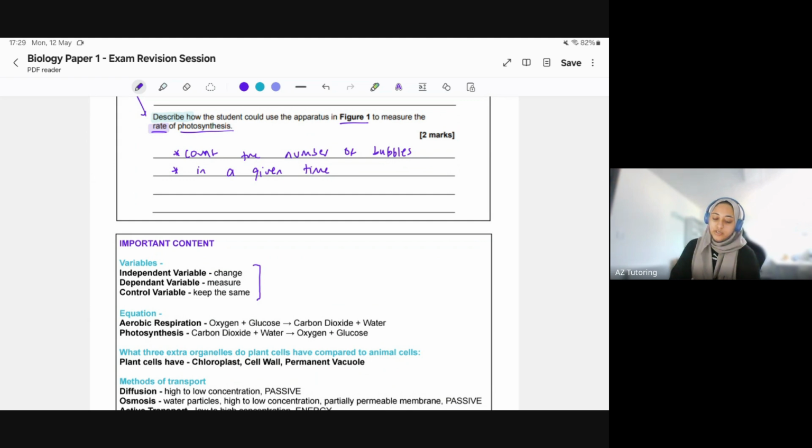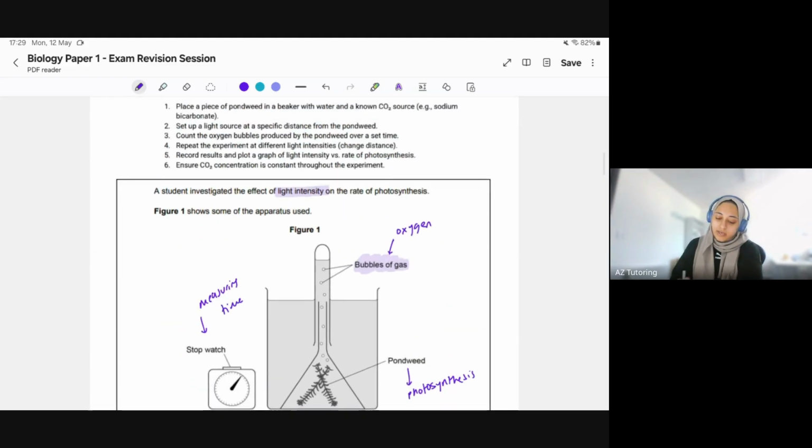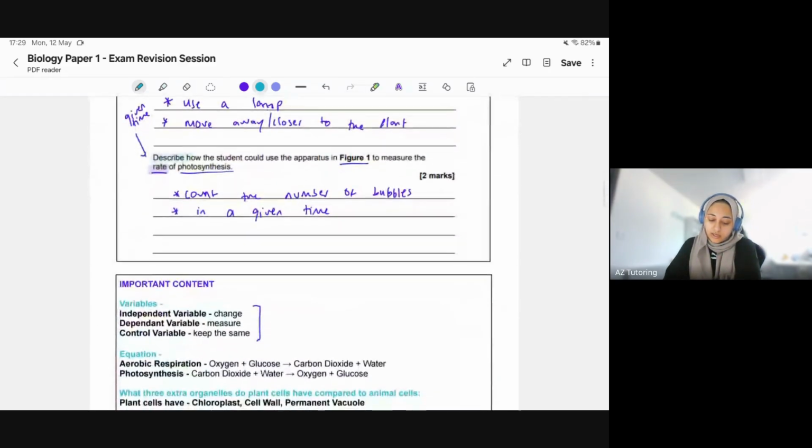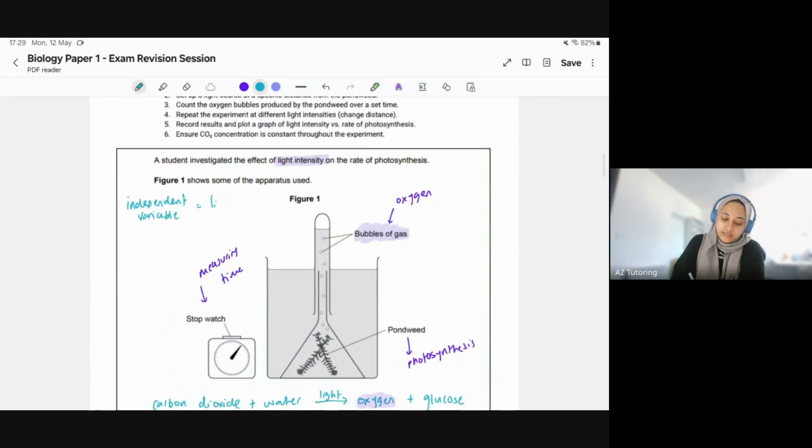Dependent variable is what you're measuring, and independent variable is what you're changing. So in this case, the independent variable, the one that we are changing, is the light intensity, because we want to see whether that has an effect on the rate of photosynthesis. Our dependent variable is the one we're measuring, and we're measuring the amount of oxygen being produced by counting the bubbles of gas. So oxygen produced.